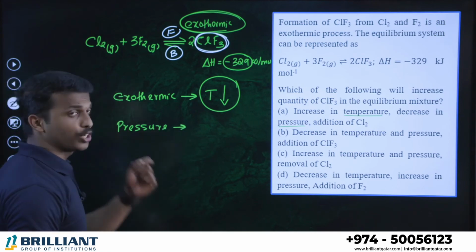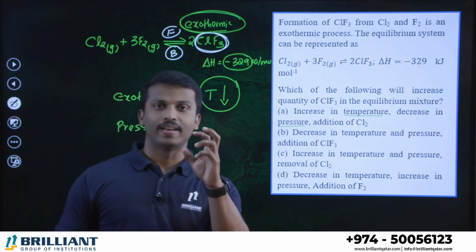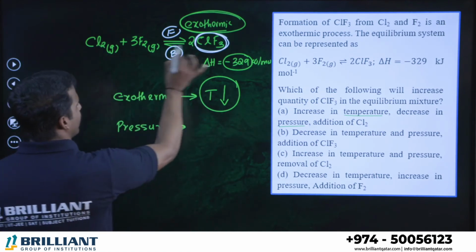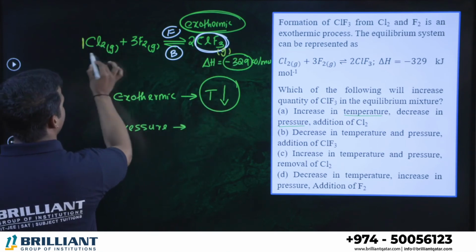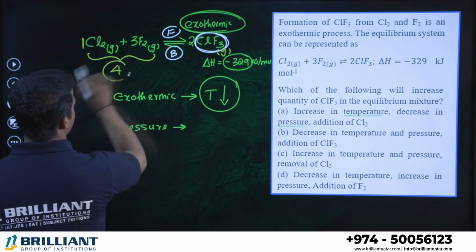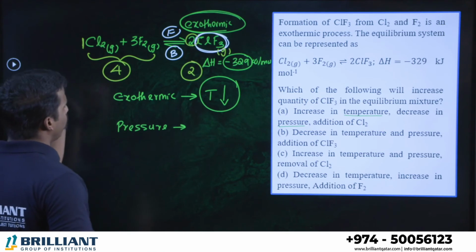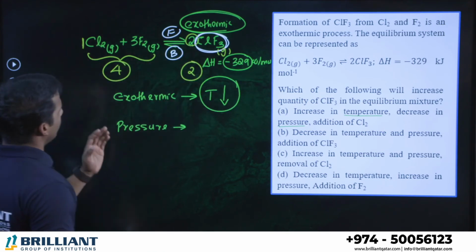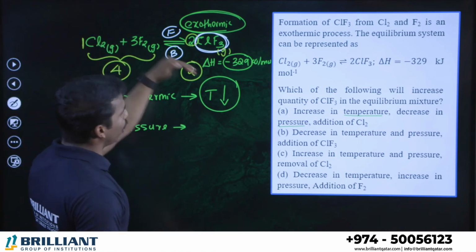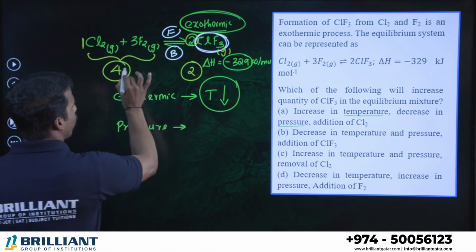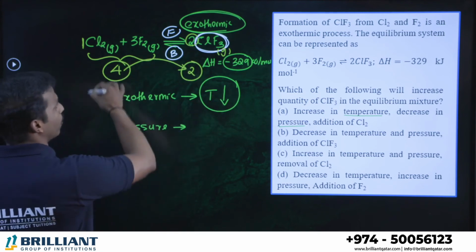If you want to know pressure effect, we studied that. You have to know about the idea about the number of moles. Here all are gases. How many moles of reactants are there? 1 chlorine and 3 fluorine. Total there are 4 moles. How many products you have? Only 2 moles. Okay. If you want forward reaction, reaction should shift from higher number of moles to lower number of moles. Correct? 4 to 2. What is this reaction? Forward reaction. Yes, we need forward reaction.